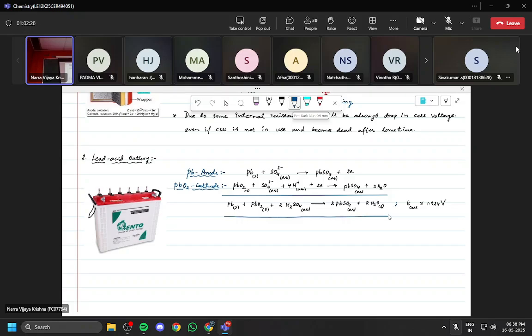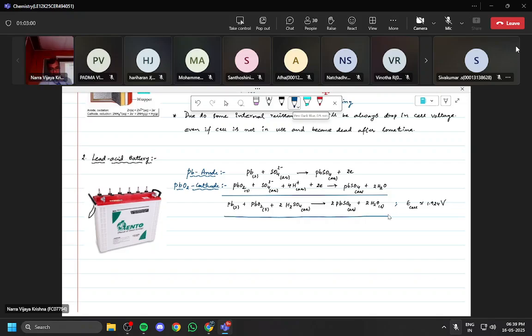If E external is greater than E of cell, the battery should recharge, no? The cell reaction should get reversed, as we have already seen. To reverse it, H2O is necessary. If a sufficient amount of water is not there, the battery will not get charged properly. That's why we replace it in time, filling it with water. Is it clear? Deionized water.